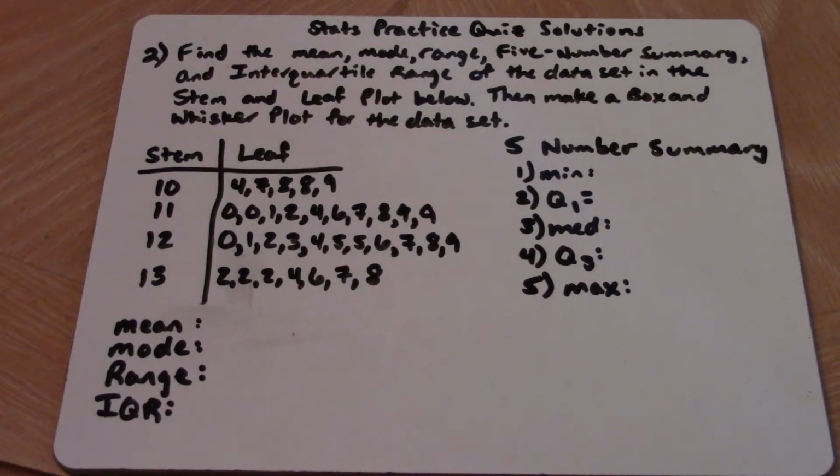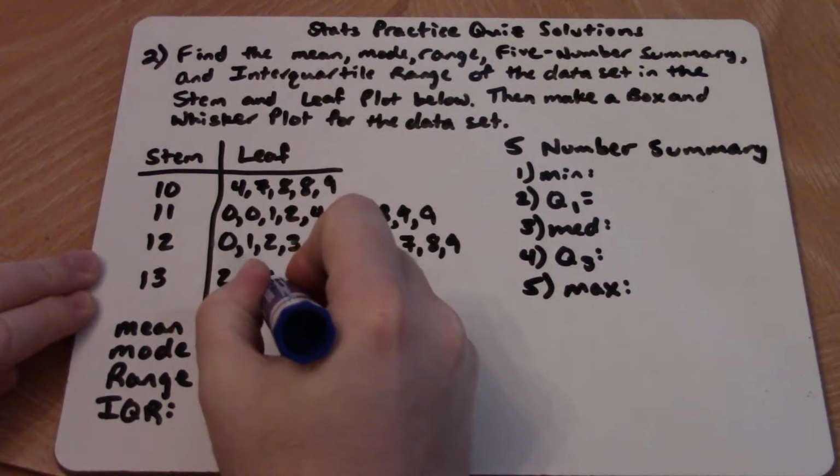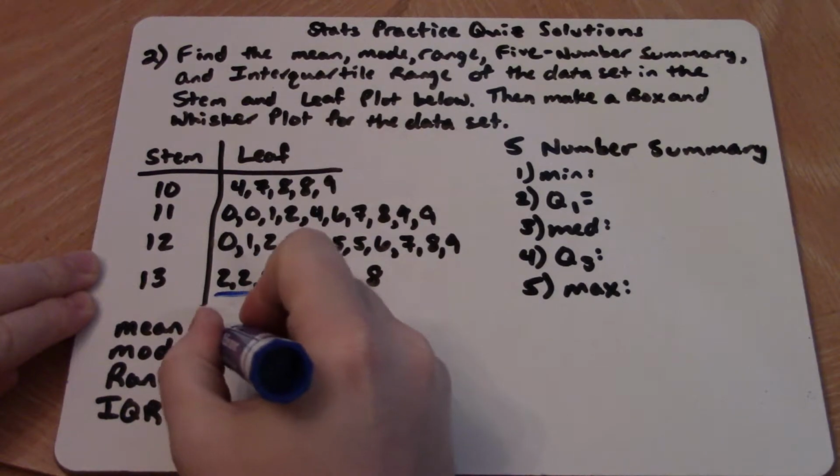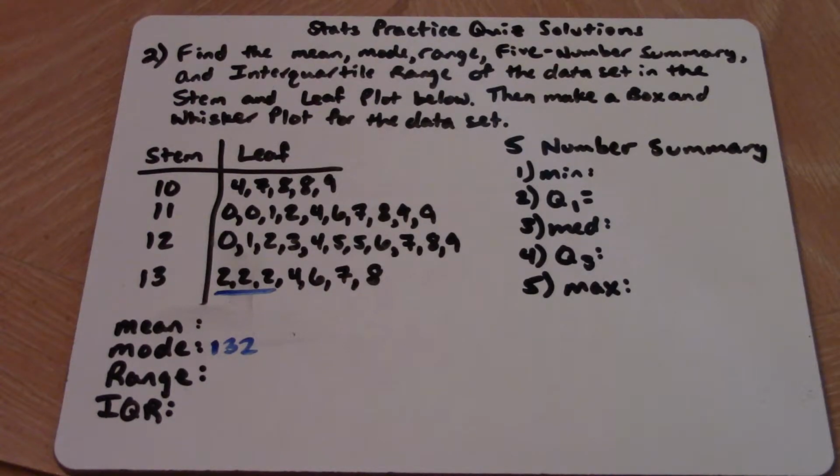We look at the stem and leaf plot and we look for groupings of numbers. You'll notice that there are 3 2s listed in the 130 line. That would make the mode 132, which occurs 3 times. Now, that's the only one that in theory we cannot find with our calculator.